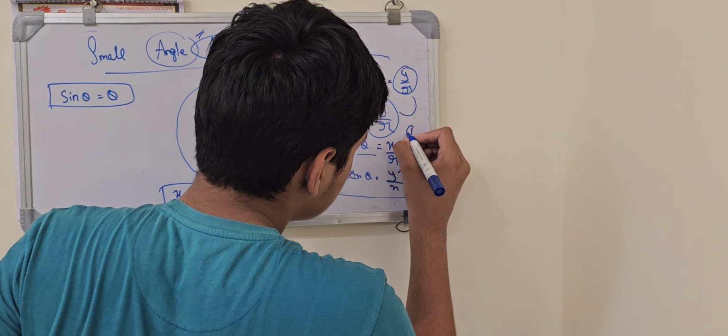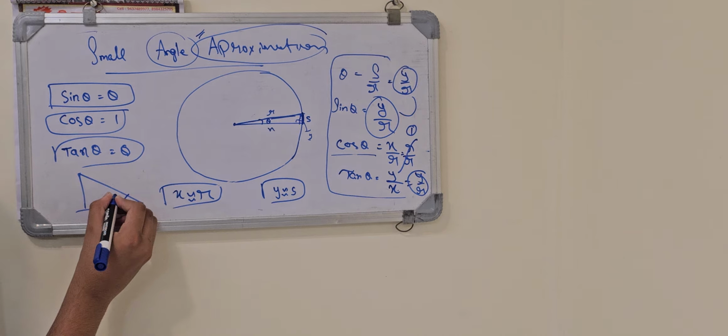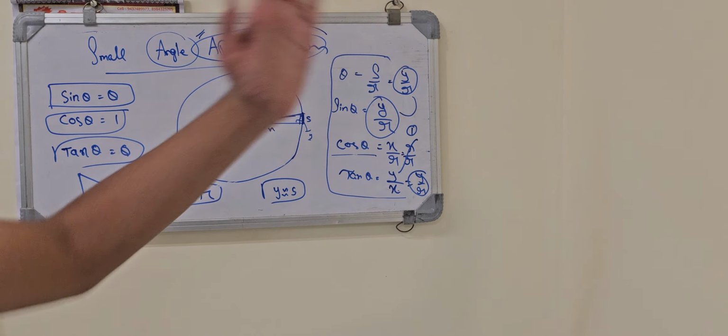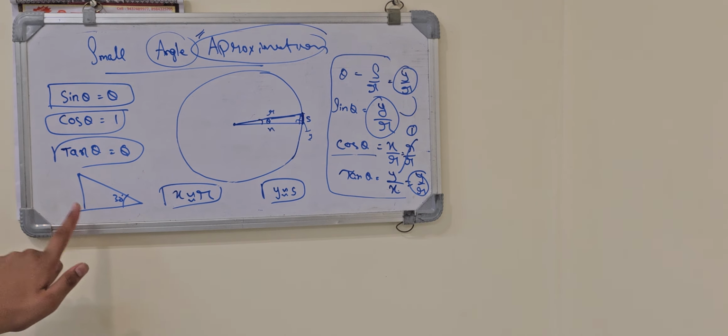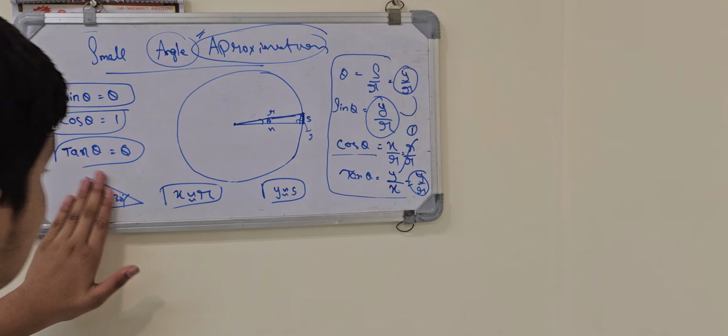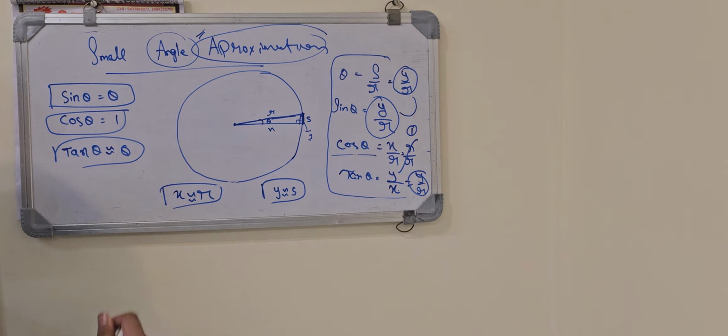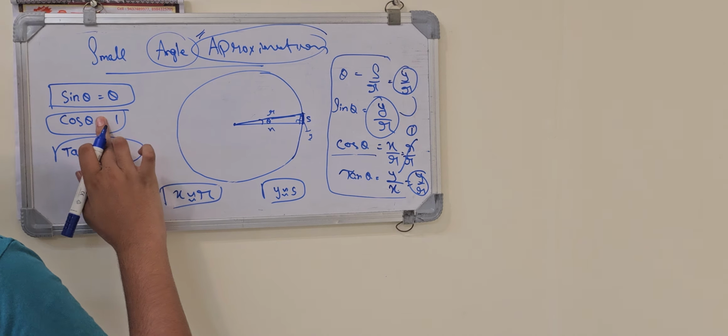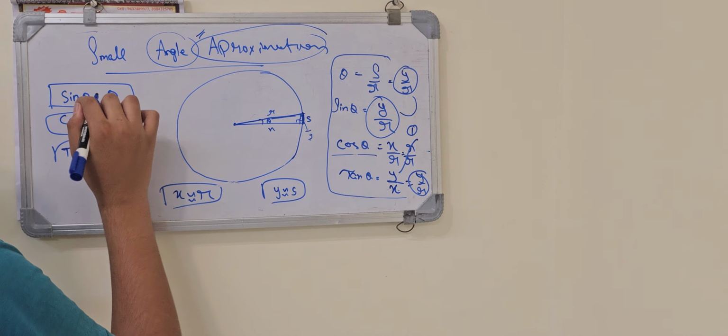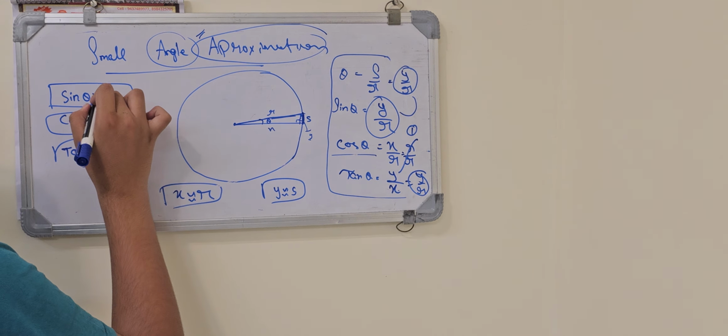In small angle approximation, if I tell you this angle is equal to 30 degrees, find its value, you cannot find it by this, because this is 30 degrees. This is not small angle approximation. Look, I am writing equal to, but don't take it as equal to. This is not equal to. In the most appropriate form, it is approximate. Sin theta is approximate to theta, cos theta is approximately equal to 1, and tan theta is approximately equal to theta. Very good.